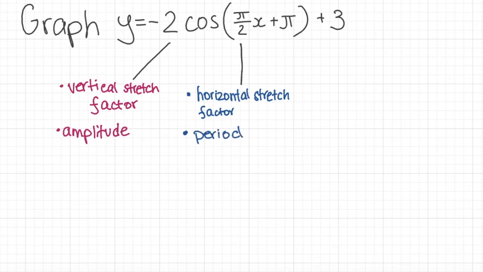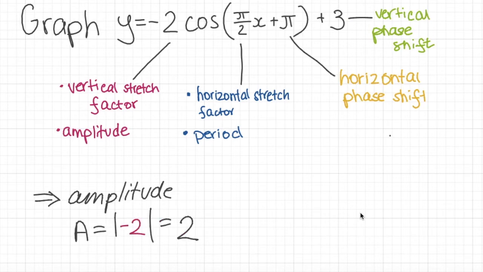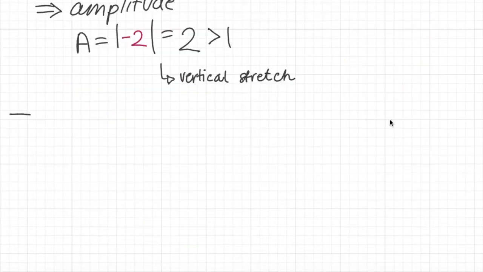The pi is telling us about the horizontal phase shift, and the plus 3 on the outside will be telling us about the vertical phase shift. Let's solve for the amplitude. We know that the amplitude is the absolute value of -2, which is equal to 2 and is greater than 1, and so we have a vertical stretch.